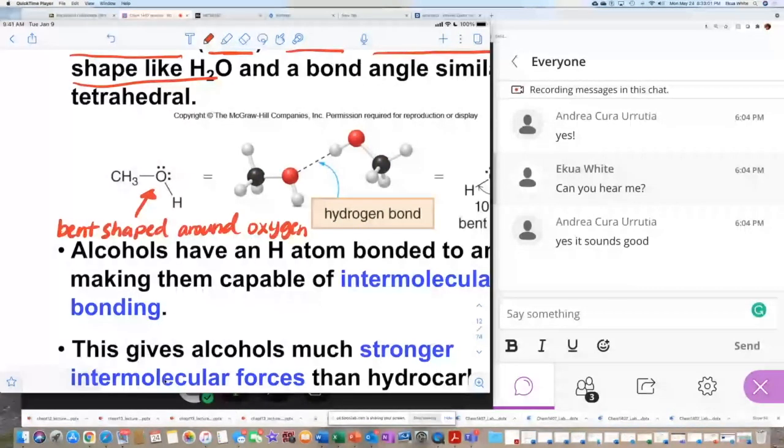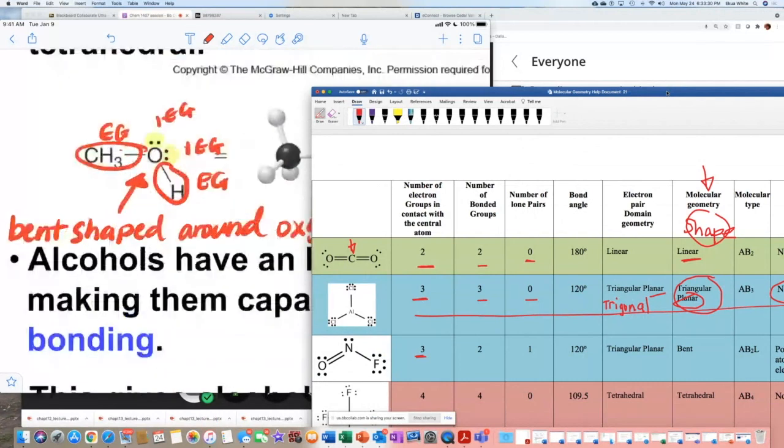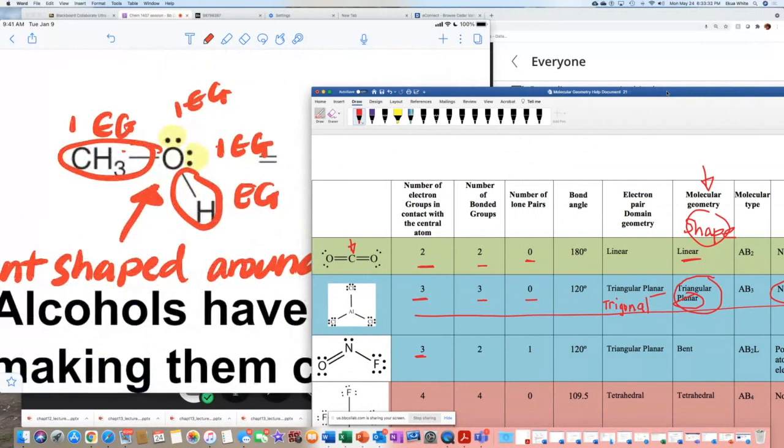So I'm going to pull up my little help document over here. Okay. We're going to figure out, how do we figure out its bent shape? I mean, it says so right here, but my goal is for you guys to know how to use these resources, right? So on the left, each lone pair counts as a group, right? So this is one electron group, this is another electron group, and then this whole thing is an electron group, and this one here is an electron group, okay? So essentially around this little oxygen here, we have a total of 4 electron groups.